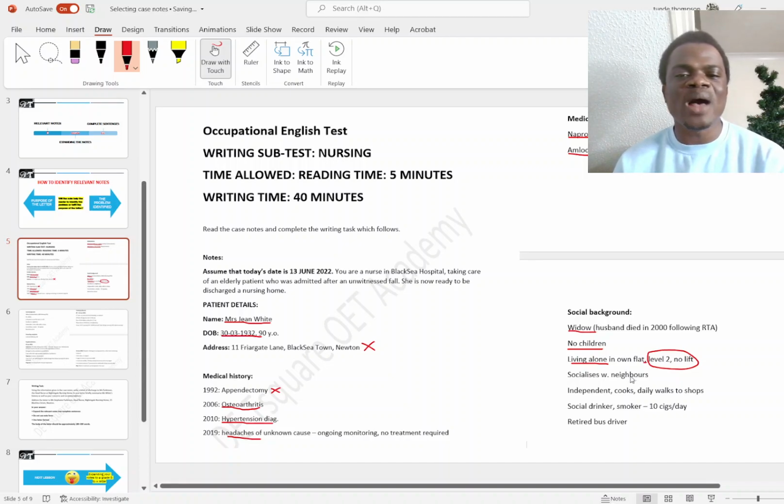Socialize it with neighbor. Well, this patient is going to a nursing home now, so this information might not be relevant. This patient is independent, cooks, daily works. You might have to let the reader know about this.